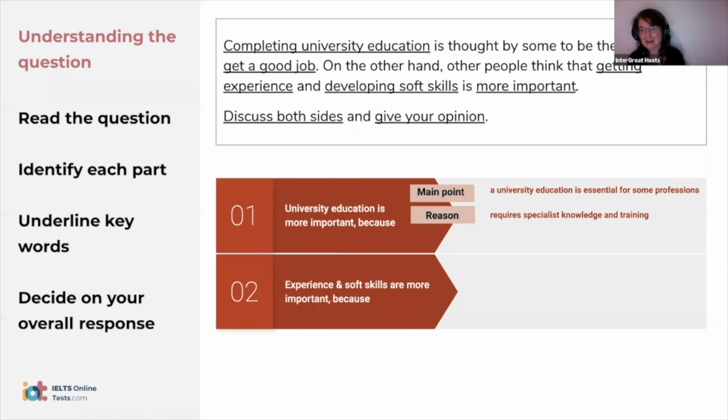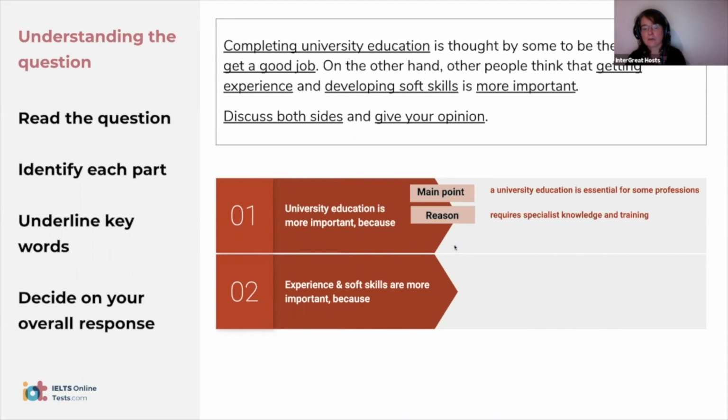A list of arguments is not good. You will lose a lot of marks in task response if you just list different ideas but you don't develop them. So much better to focus on one or two on each side of the argument, and then make sure that you develop those fully.